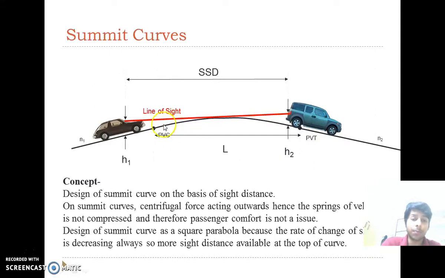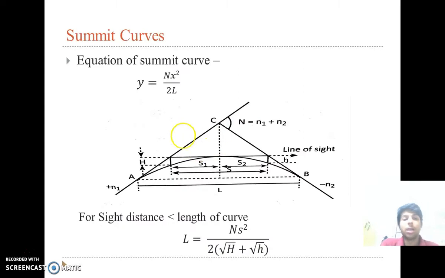We can also provide a circular curve as a summit curve, because the sight distance available is always constant. Now we are providing this as a square parabola, so the equation of a square parabola is y equal to n x square upon 2L. X is the distance from the origin. We are considering our origin here, and this is y. As we go x, then this is y. So we put y equal to H, then x equal to S1, and y equal to small h, then x equal to S2.